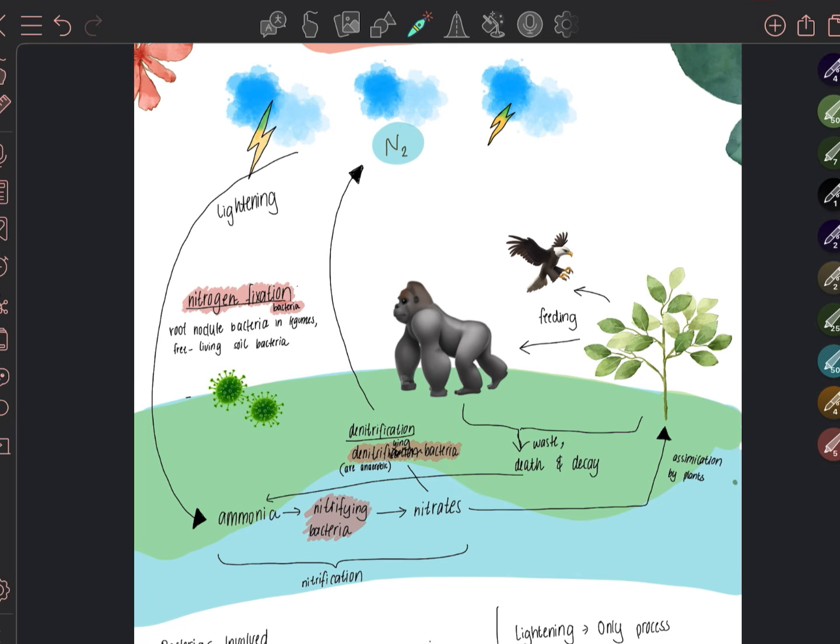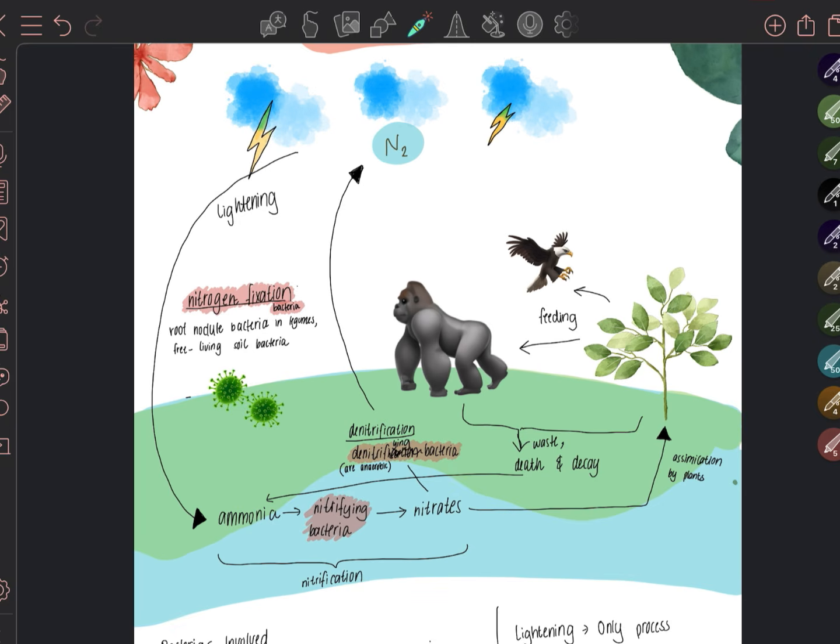So basically, plants absorb their nitrogen from the nitrates, and then they use that nitrogen to build their proteins. Remember, nitrogen is an important component of protein. Proteins cannot be formed if nitrogen is not present. Animals get their share of nitrogen by feeding on these plants. If there's a secondary consumer or tertiary consumer, when they feed on those animals, they would get their nitrogen as well.